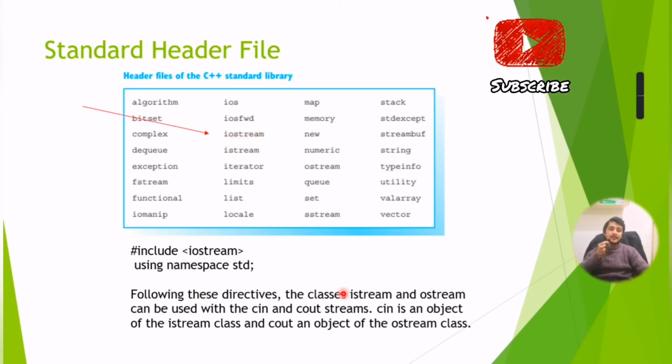So following these directives, the classes istream and ostream can be used with the cin and cout streams. Cin is basically the input we're going to write, and cout means the output we actually want on the computer screen. Cin is an object of the istream class, and cout an object of the ostream class.